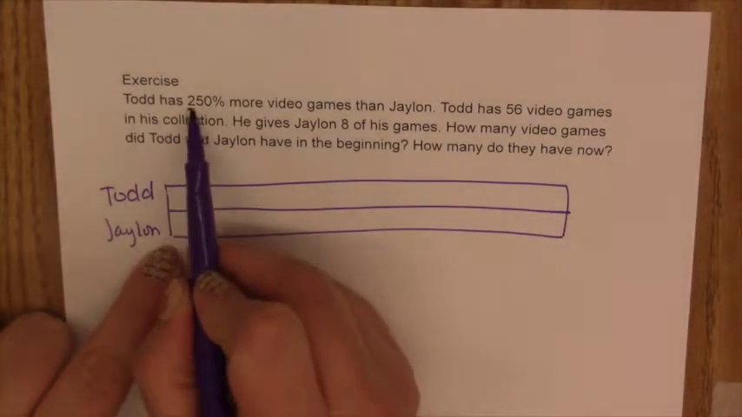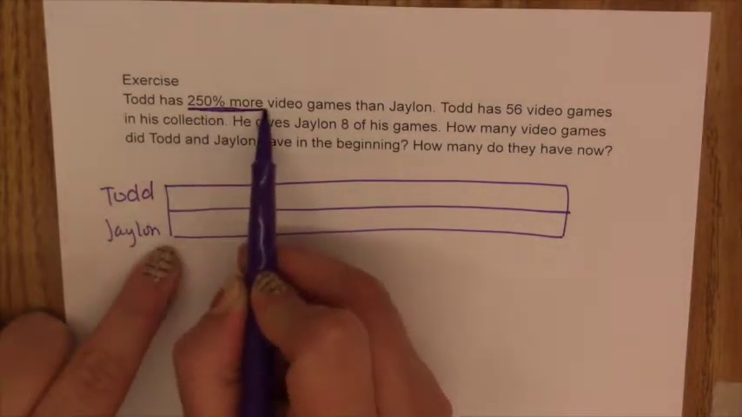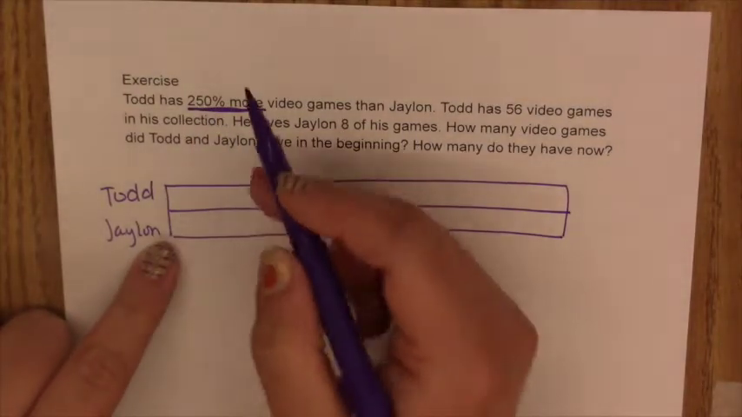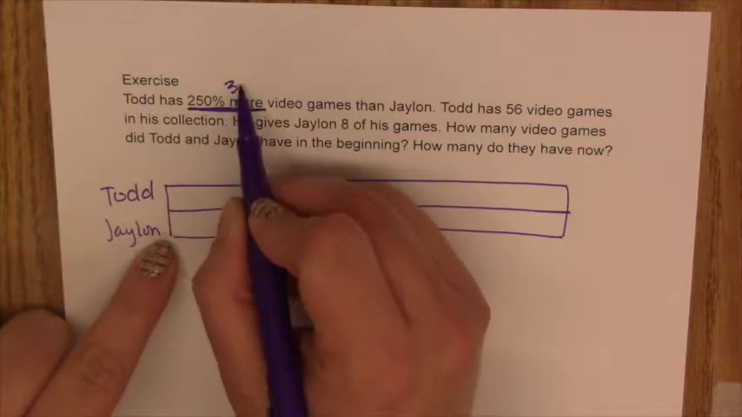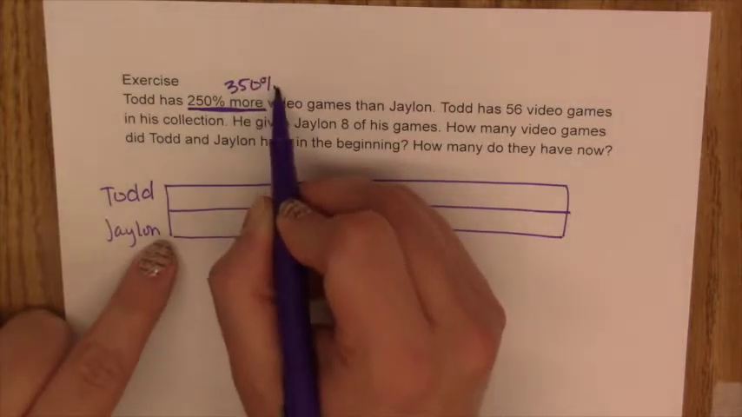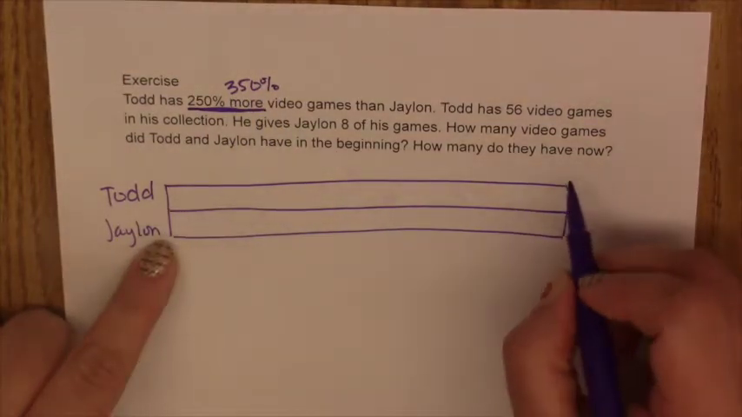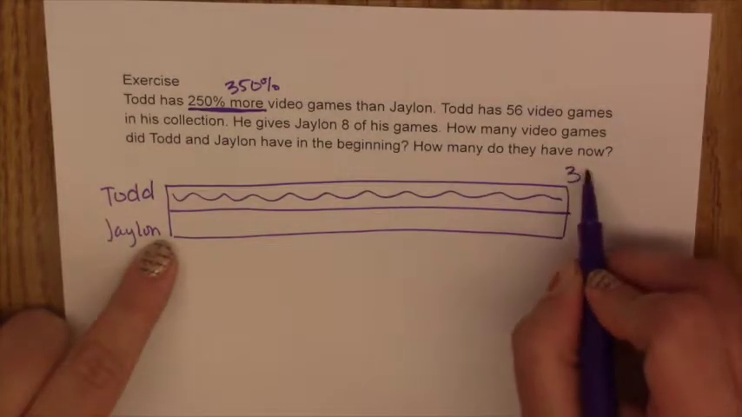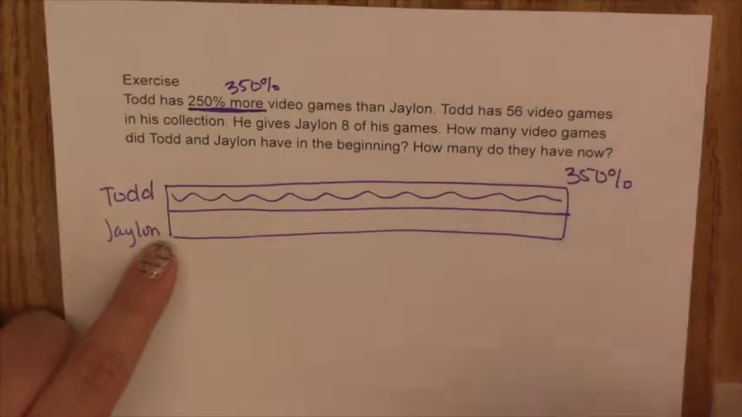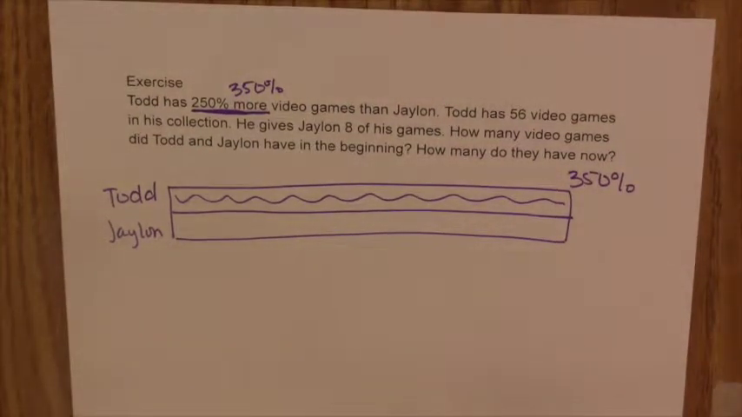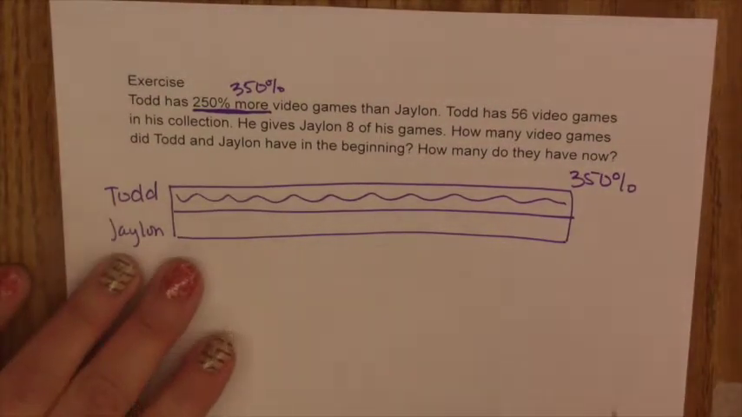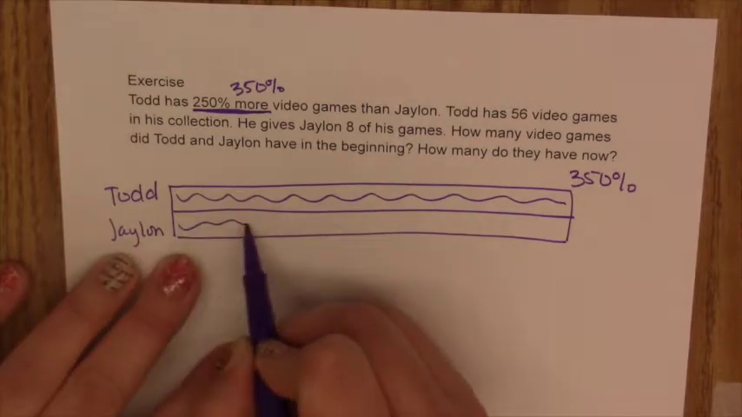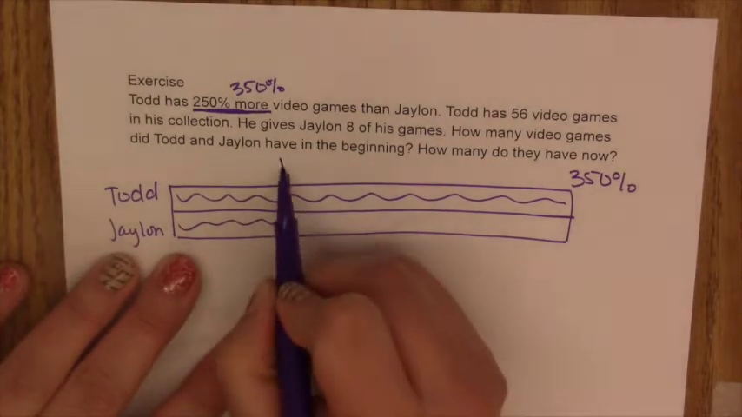All right, so let's go up here. It says Todd has 250% more video games. So that means Jalen is our whole. And if we add our 100% to that, it means Todd has 350% of Jalen's. So we're going to make Todd's collection here be 350%. And then Jalen only has, he's our whole, so 100%. We'll say maybe about right there.